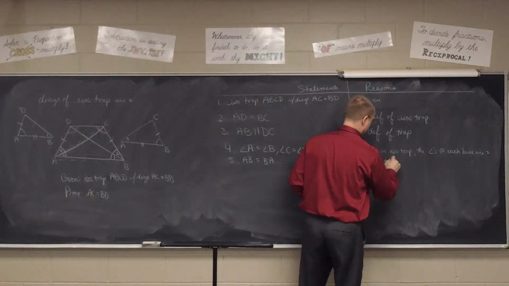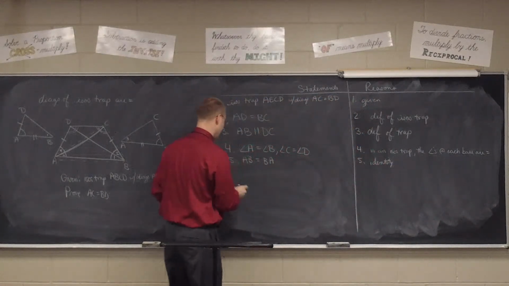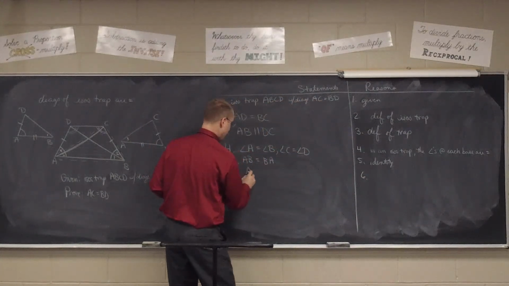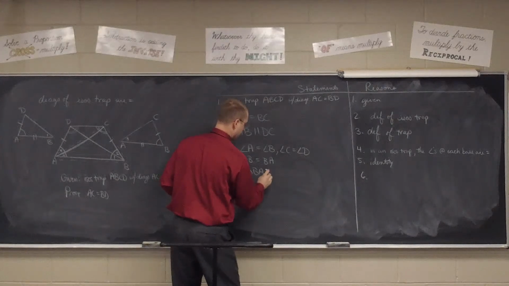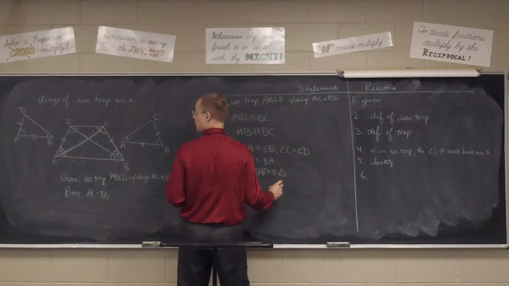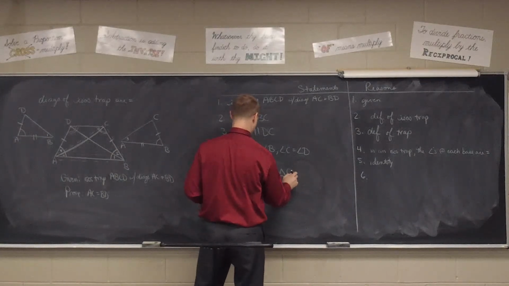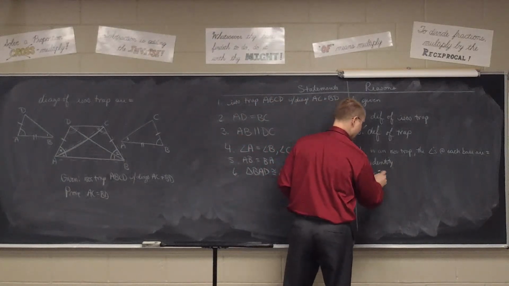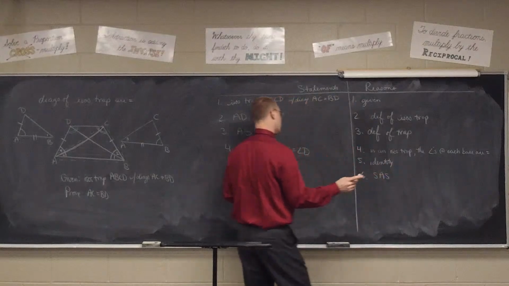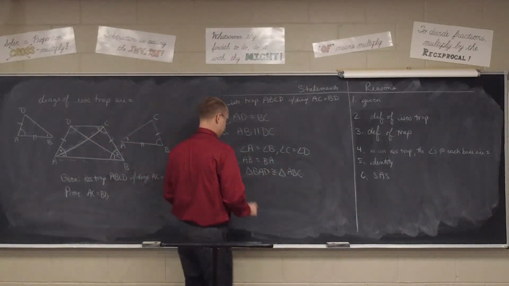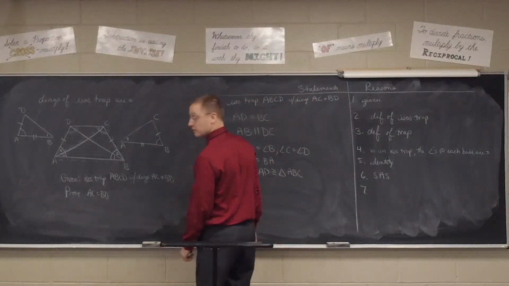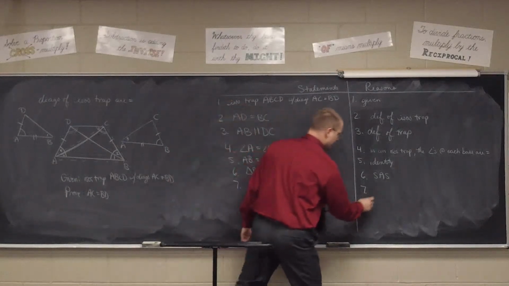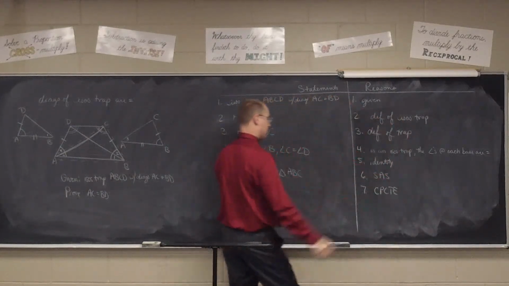So, thoughts? Somebody besides Ethan? There we go, Kendall. Triangle BAD is congruent to triangle ABC. Yeah, BAD is congruent to ABC by, you said, side angle side. And if the triangles are congruent, class? AC equals BD by CPCTE. There we go.